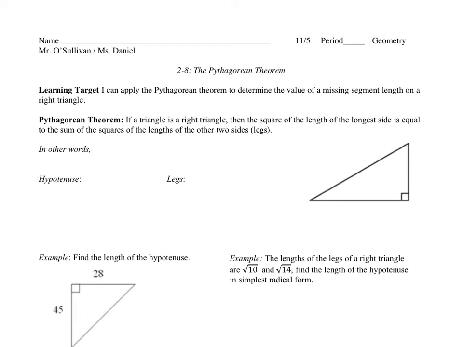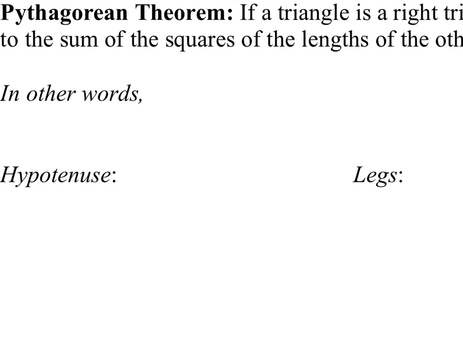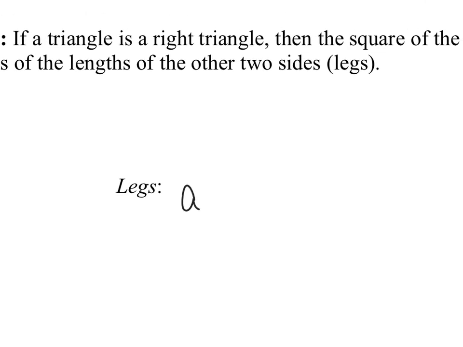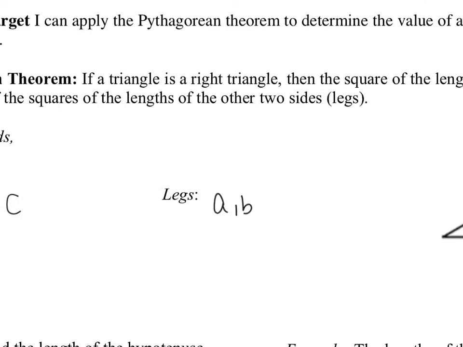So here's our theorem. If a triangle is a right triangle, then the square of the length of the longest side is equal to the sum of the squares of the lengths of the other two sides. In this case, we call these the legs. So I'm going to call my hypotenuse C and my legs A and B, just to keep with the theorem.